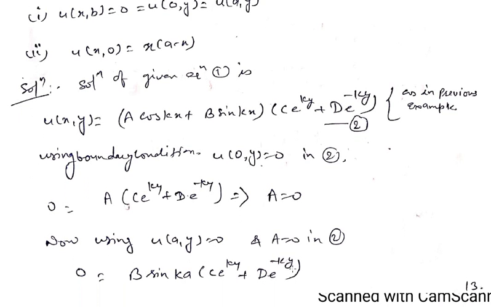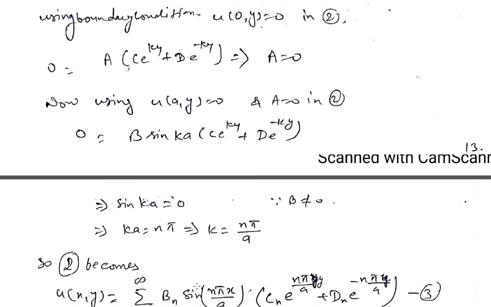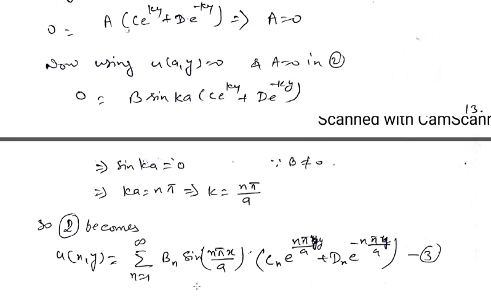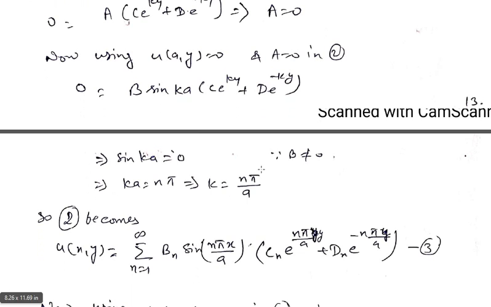When we apply this and simultaneously take a equals to 0, from the equation number 2 we get b sin ka (c exponential ky plus d exponential minus ky) equals to 0. It means sin ka is equals to 0, which gives k is equals to n pi, implies k is equals to n pi by a. Using these two values of k and a, equation 2 becomes in this way.